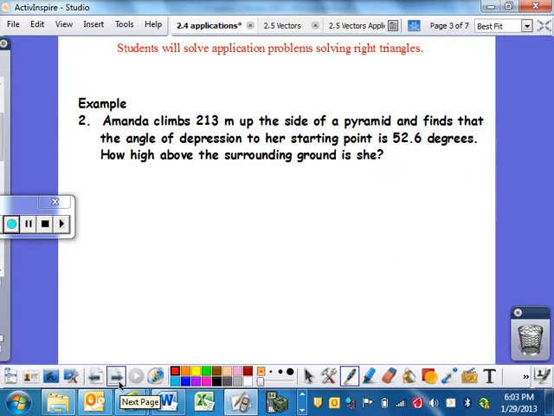If Amanda climbs 213 meters up the side of a pyramid. Once I read that, I'm going to draw myself a pyramid. It doesn't have to be anything spectacular. All I know is that if somebody's climbing up the side of a pyramid, this length right here is going to be the 213 meters. She finds the angle of depression to her starting point.